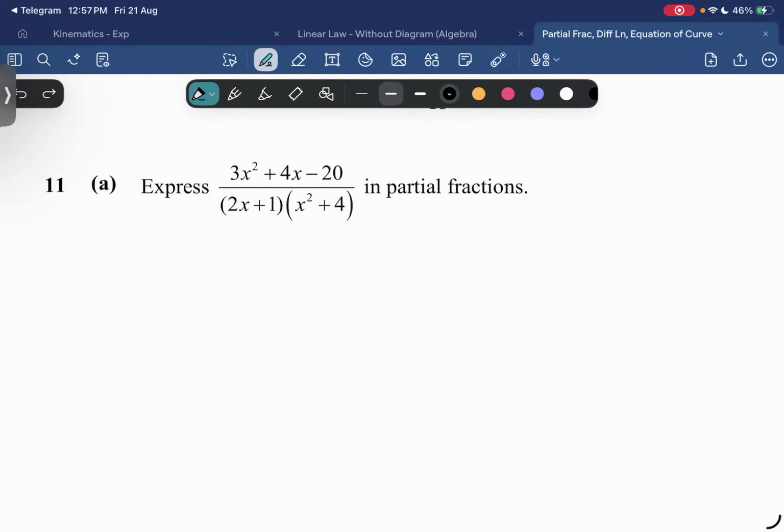Because you're just splitting it up. You're not changing anything. The fraction is still the same thing. All right. So what I have here is that we can split this up. So this is a linear factor. This is a quadratic factor that cannot be factorized. So when you split it up, it will end up with this. And then this part here is bx plus c over x squared plus 4.